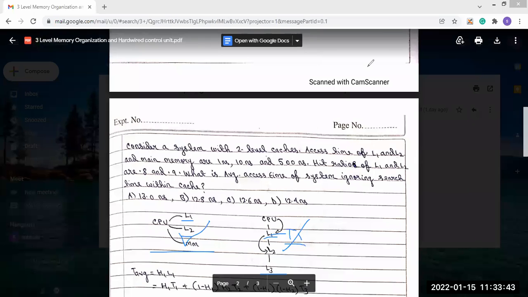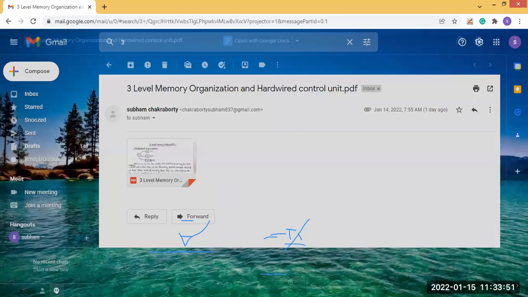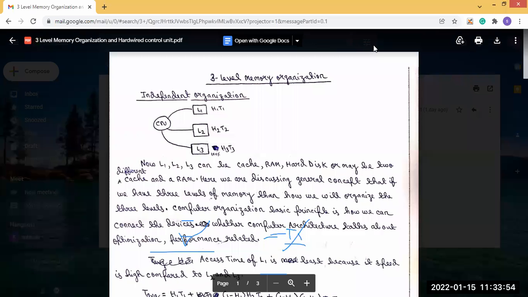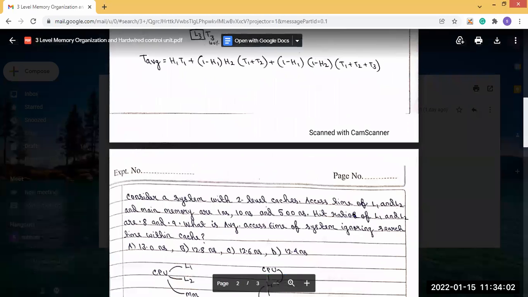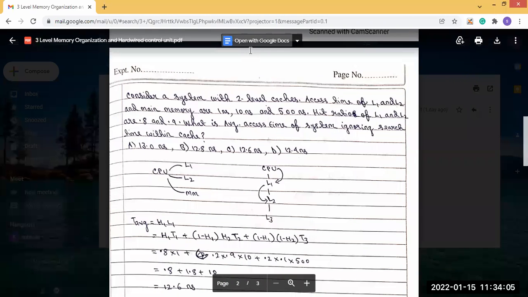Okay. So we already know that here we have to use the independent organization. So we have to put the values into the formula. This is the particular formula of our problem, the independent organization, 3-level organization. How we created this formula, I've already shown. So put the values here.